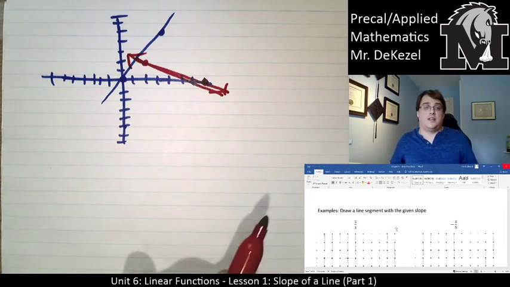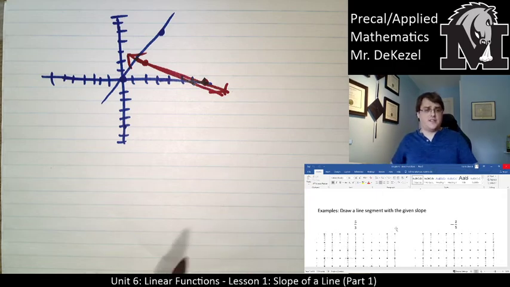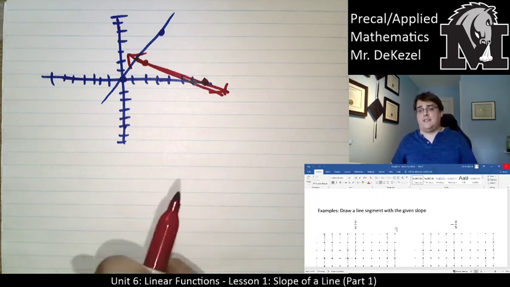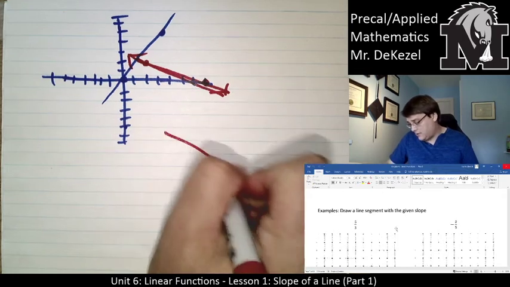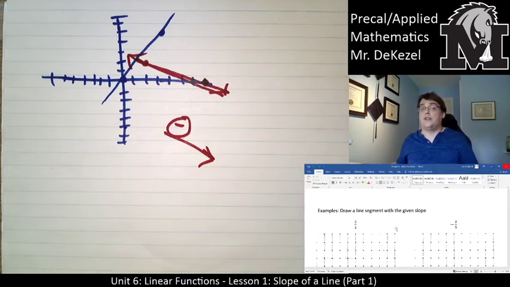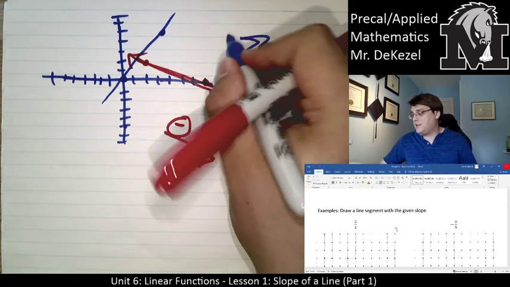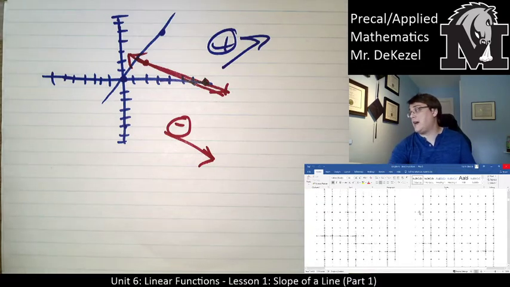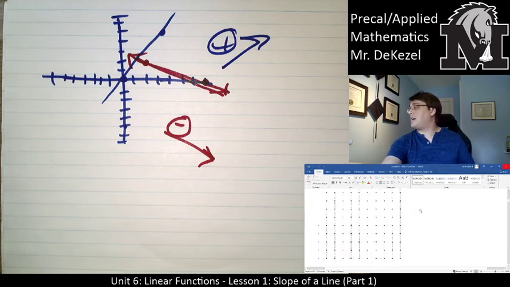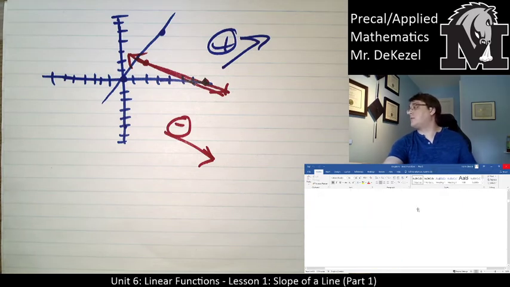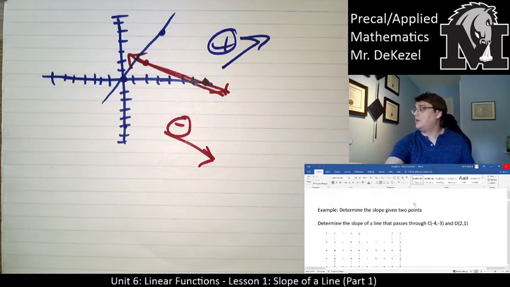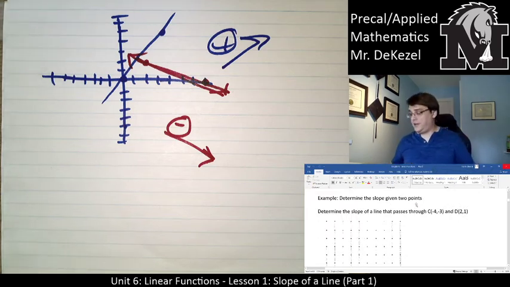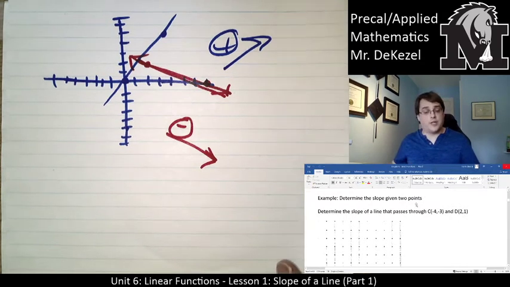All we've done is picked a point and then counted down 2 and over 5. You see the negative slope has a slope down to the right. So that's good. And the positive slope has one that is up and to the right. So that is also good. That is something that's very important to be able to notice: if you have a negative slope, it should be going down. I believe we have one more example. Yes, one more example. So we are going to determine the slope if we're given 2 points.